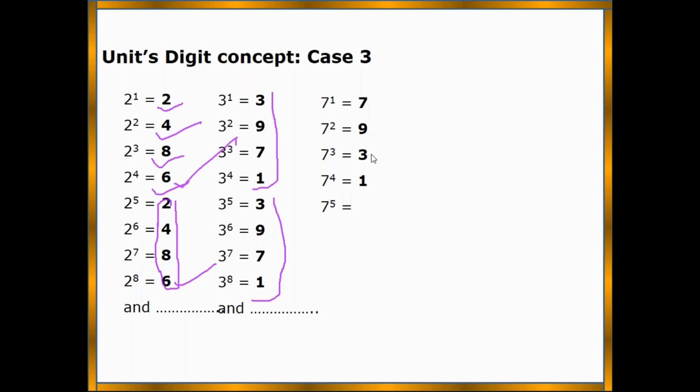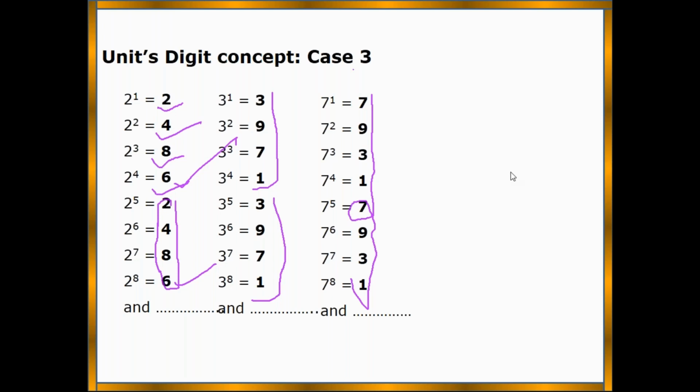7 power 4: 3 into 7, 21, so it ends with 1. Again 7 power 5: 1 into 7, 7. 7 into 7, 9. 9 into 7, 3. 3 into 7, 1. So the values are repeated. The values are 7, 9, 3, 1. The values are repeated for every 4 iterations.